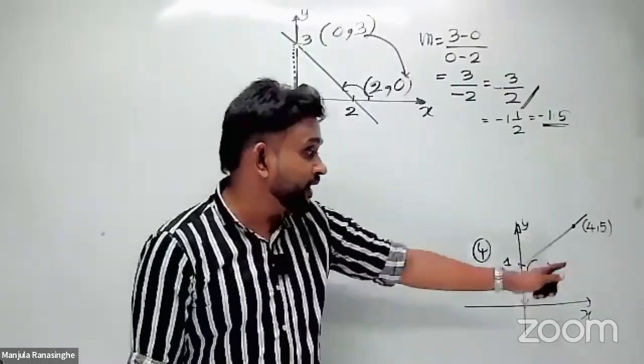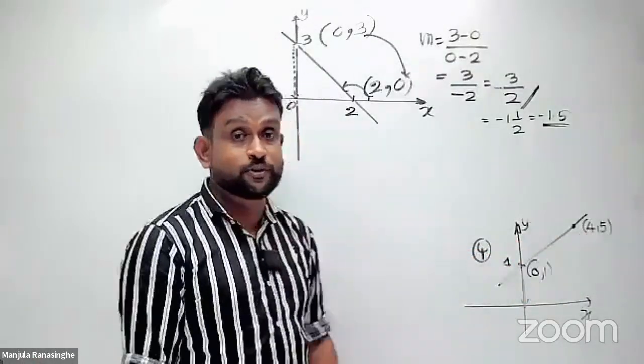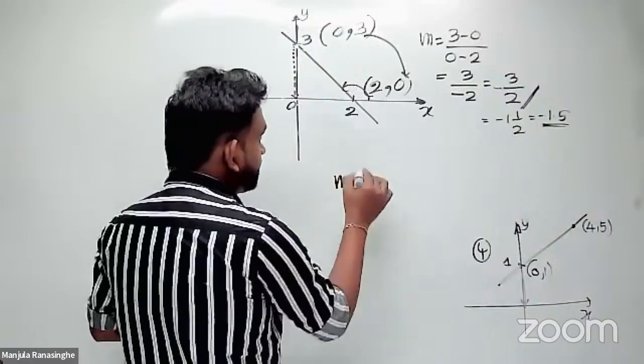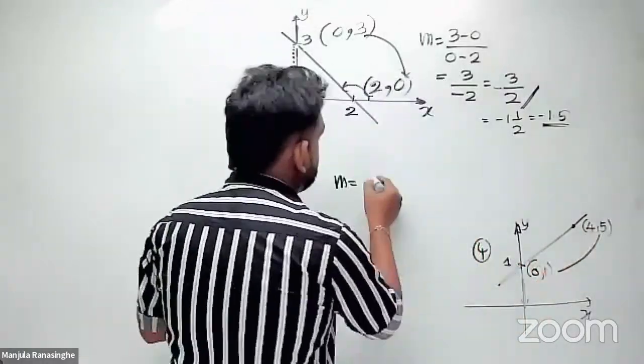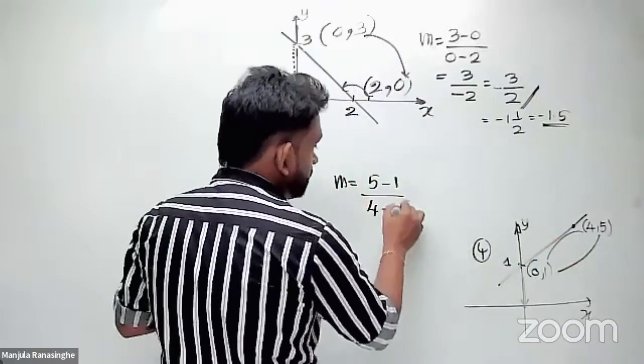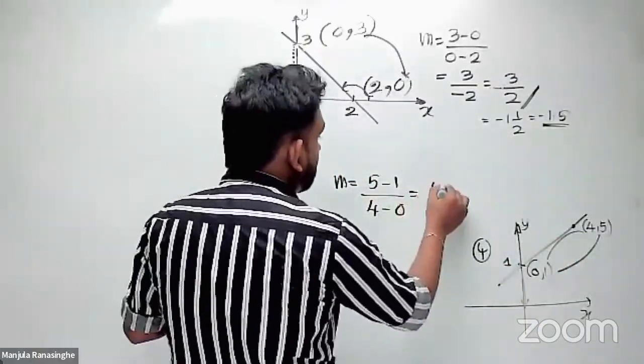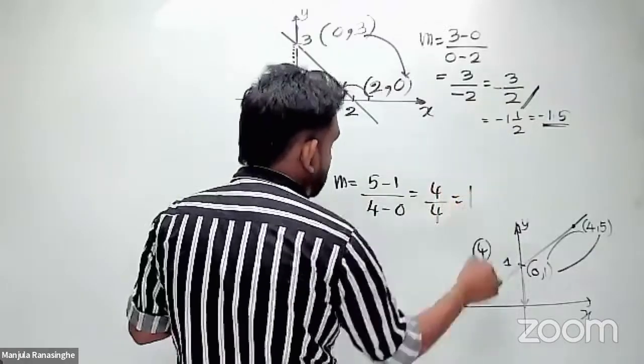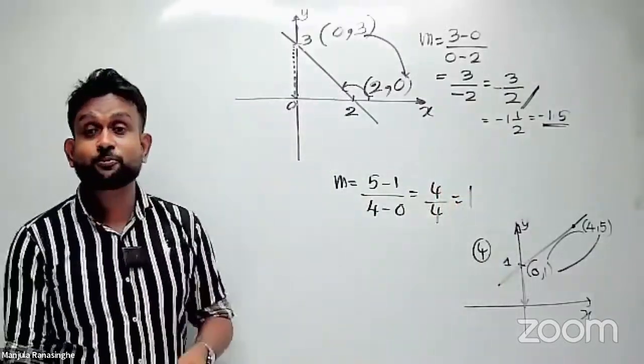Okay. Now you have 2 points. Just find the equation. M equals y difference over x difference. So 5 subtract 1 upon 4 subtract 0. Then write 4 upon 4. That gives you 1. So the gradient is 1.